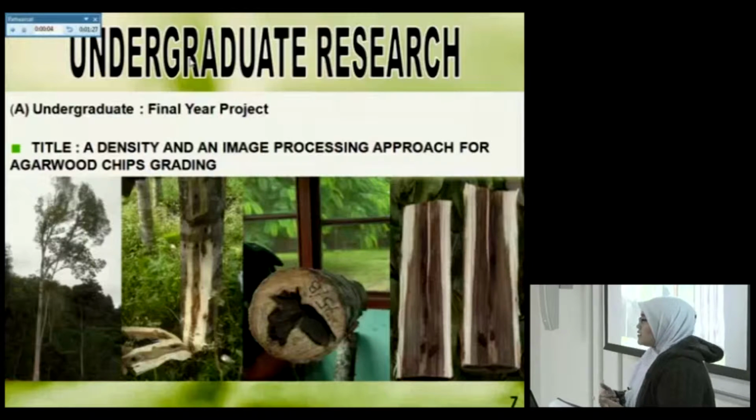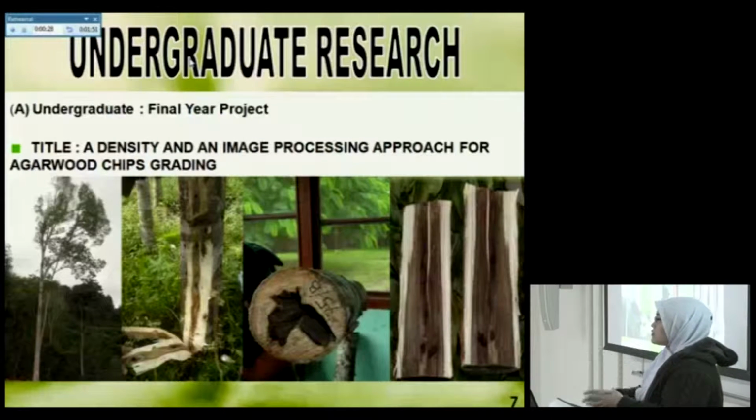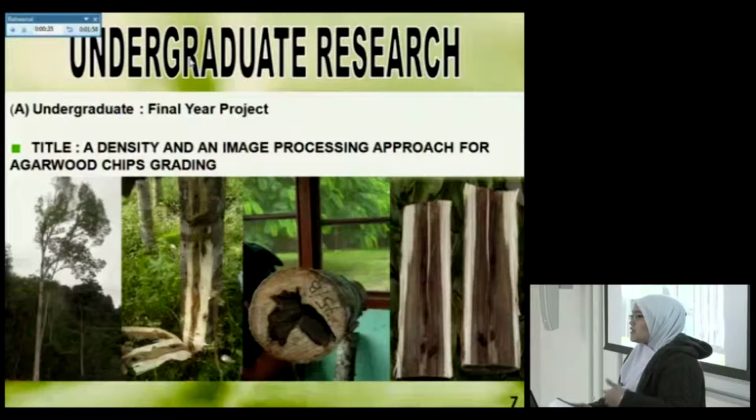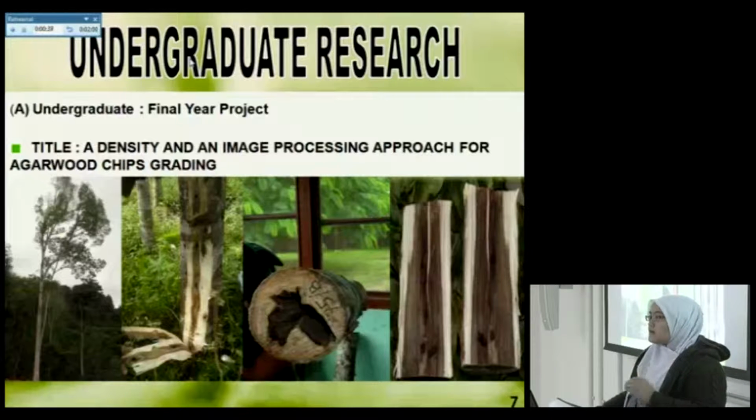During my undergraduate study, I had to do a small final year project. At that time, I worked on agarwood chips grading. This is an example of the agarwood tree. The infected tree will have a resin. They will extract the resin and put it into perfume, so the perfume will be long lasting. Normally, they grade by manual eye inspection from some expert people.